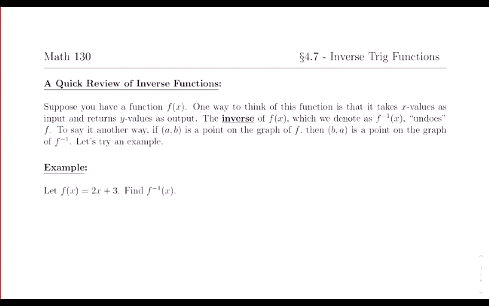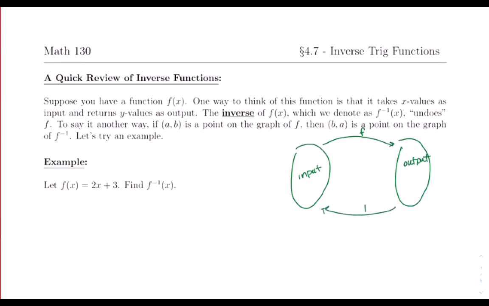One way to think about this is that it takes x values as inputs and returns y values as an output. So I usually draw this with a diagram. These are the input values. F takes them to some output value. This is your function f. What f inverse is going to do is go this way. So basically the domain of f is the range of f inverse. So it undoes the function f.